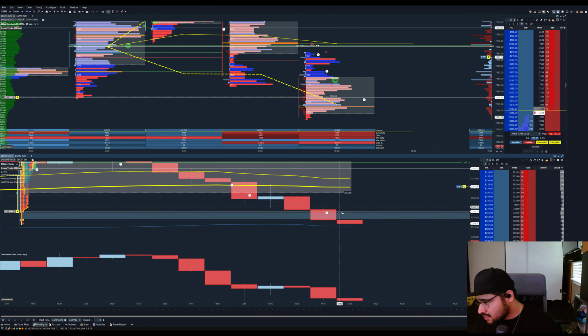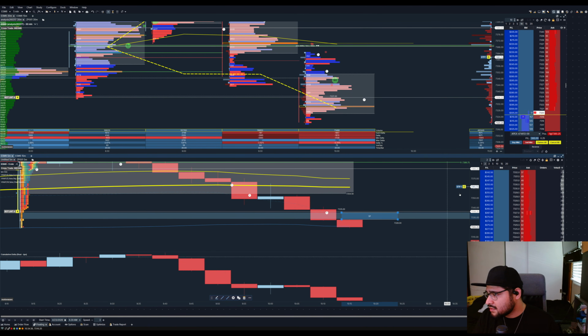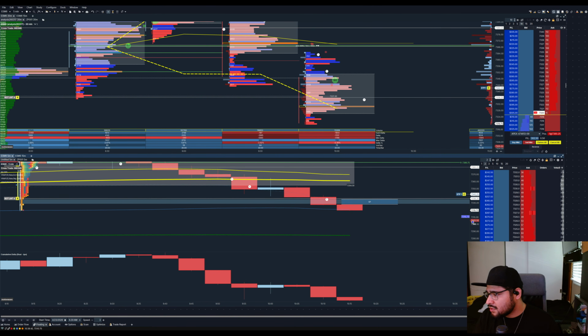Yesterday, when we started having single prints, we would tap or try to repair half of it, and then keep going down. It wasn't until the PM session that we started seeing price action above these single print areas. So that's a single print. Keep trailing my stop on this one to 42.